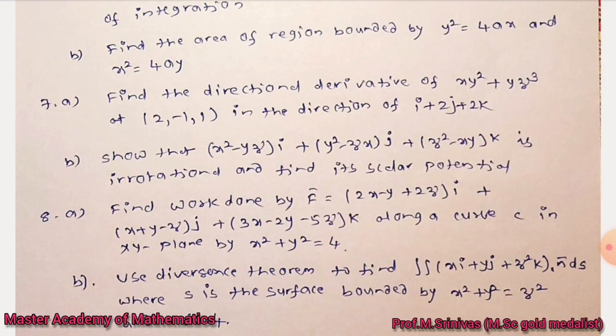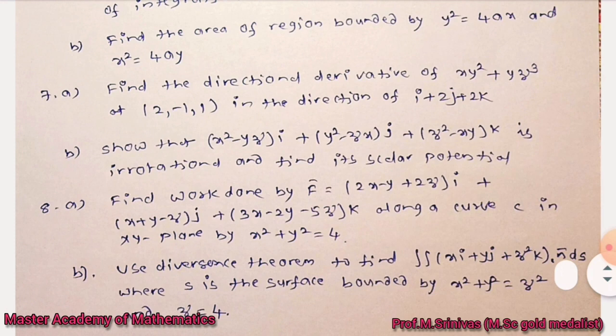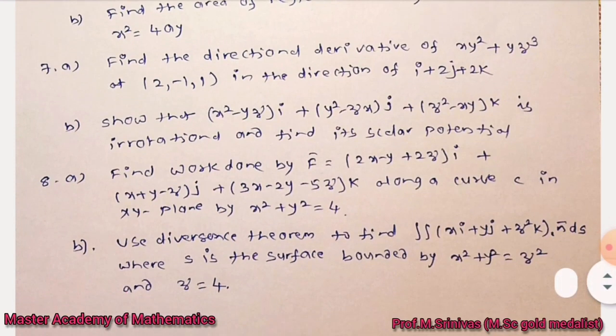So you convert everything into a single variable, and the plane is given as x square plus y square equal to 4. That can be calculated by converting into polar coordinates, like x equal to 2 cos theta and y equal to 2 sin theta, satisfying that condition. You can convert everything in terms of theta and find that line integral value.